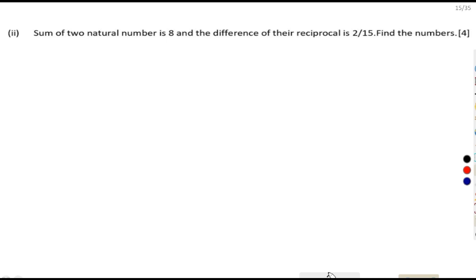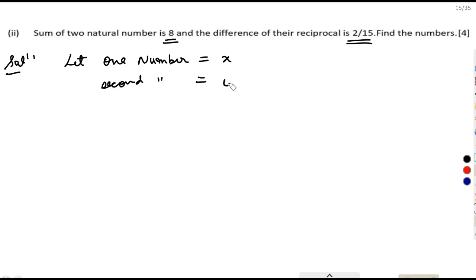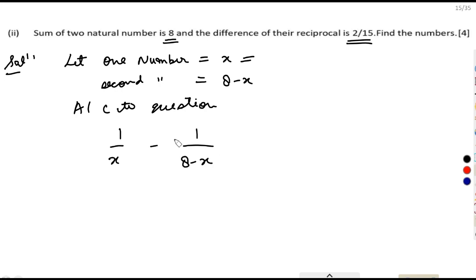Second part, sum of two natural numbers is 8 and the difference of their reciprocals is 2 by 15. Find the numbers. First number be x, then second number will be 8 minus x because sum is 8. Then difference of their reciprocals. Reciprocal of first is 1 upon x and second is 1 upon 8 minus x and their difference is 2 by 15. Now solve this.